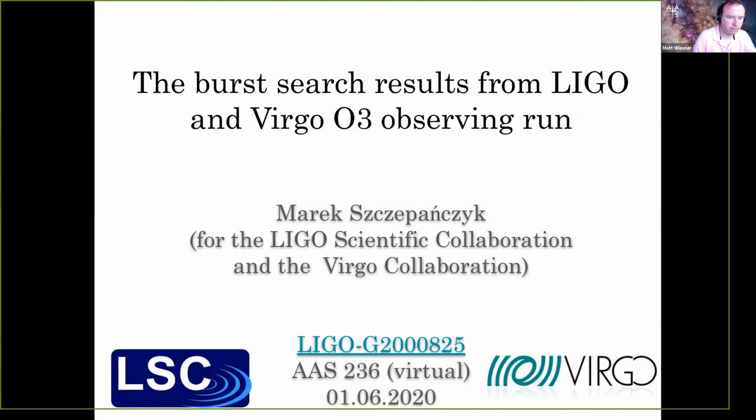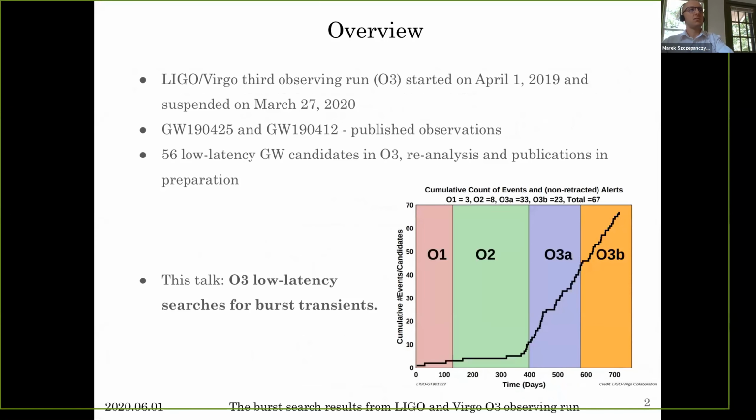Go ahead. Perfect. So my name is Marek Szczepańczyk, and I will be talking today on behalf of the LIGO and Virgo collaboration on the burst searches during the third observing run. So let me just get started. LIGO Virgo was conducting the third observing run from April last year until the end of March this year. And so far we have published 2 observations, both coming from April last year.